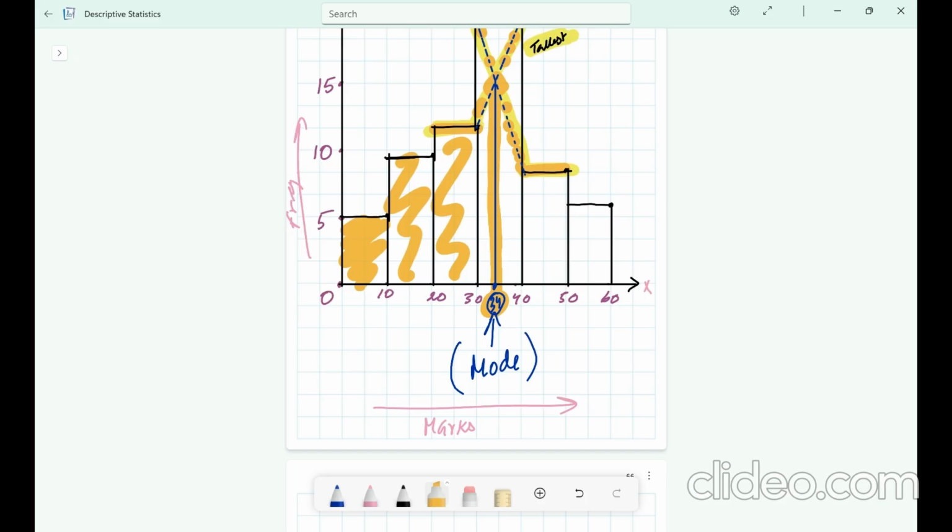For the next video, we will start with the next chapter, which is the measures of central tendency, where we will study the mean, median, and mode.